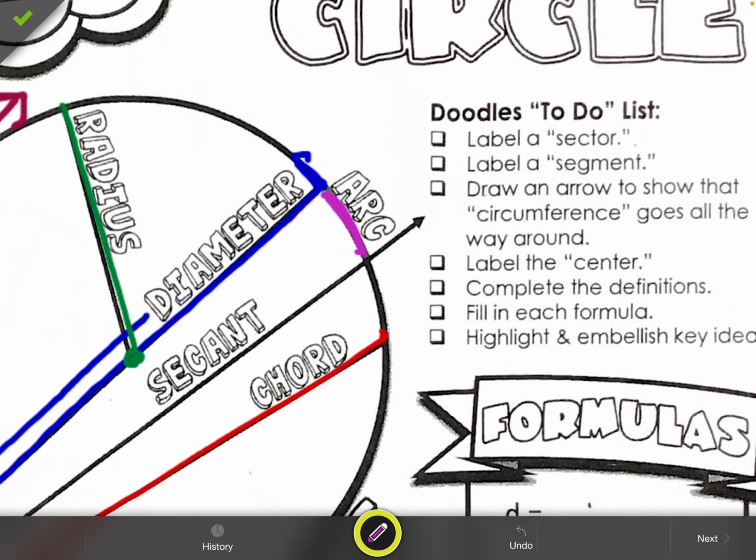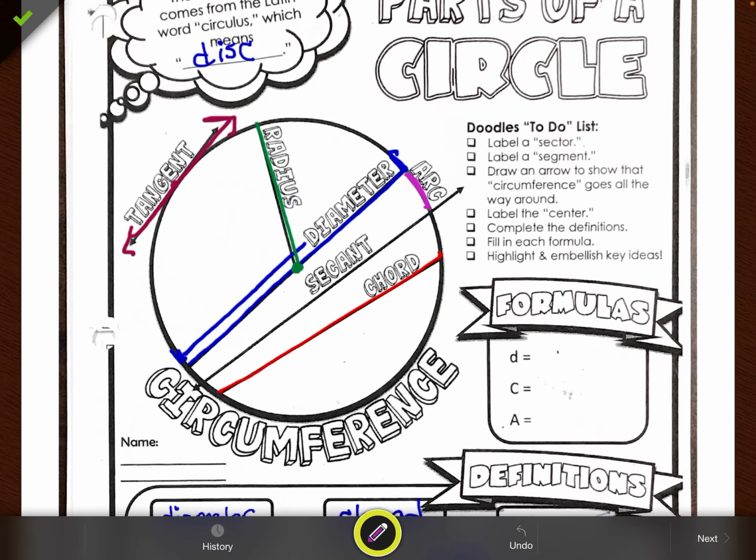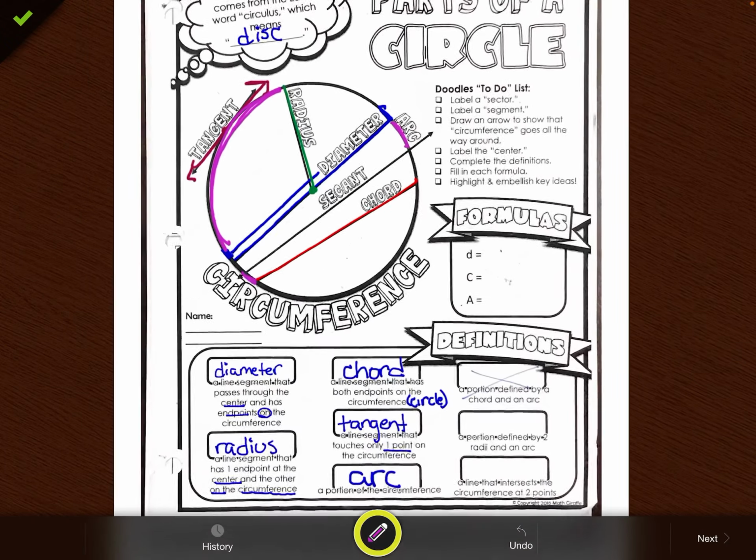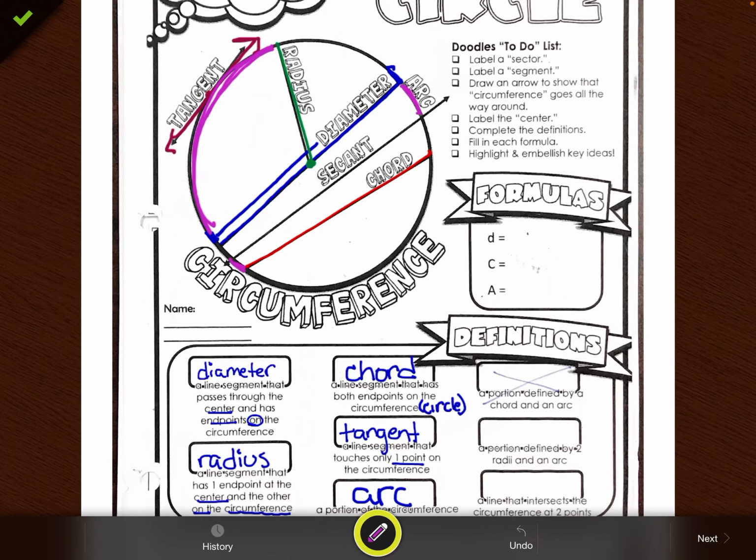You have lots of arcs. That's obviously not the only one. This would be part of your circle, that would be considered an arc. This little piece would be an arc. So again, just like all of the other words, you can have more than one.